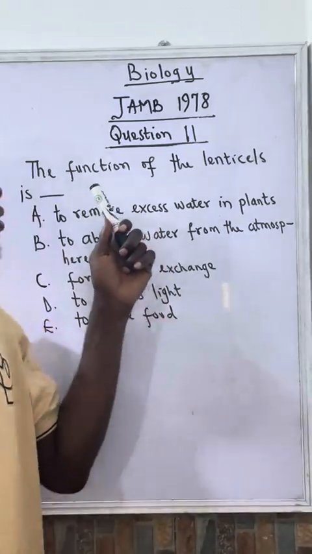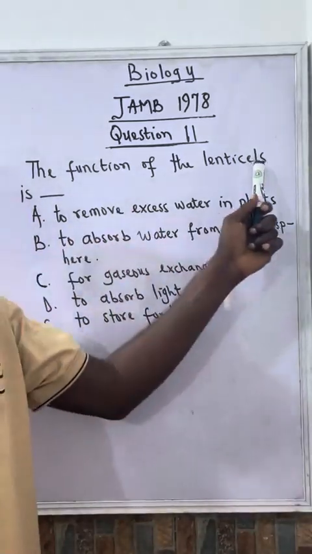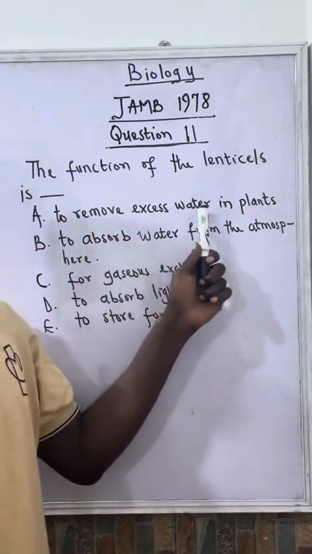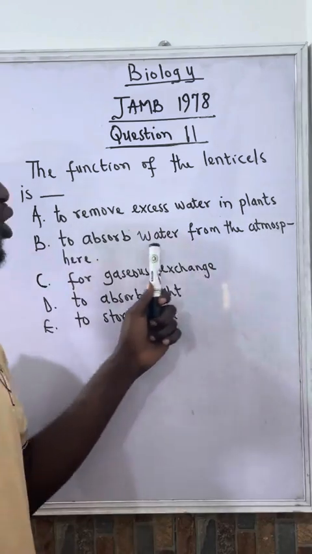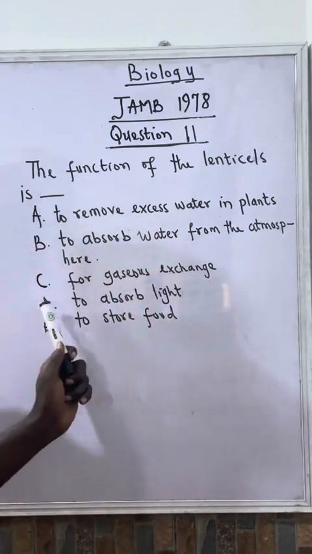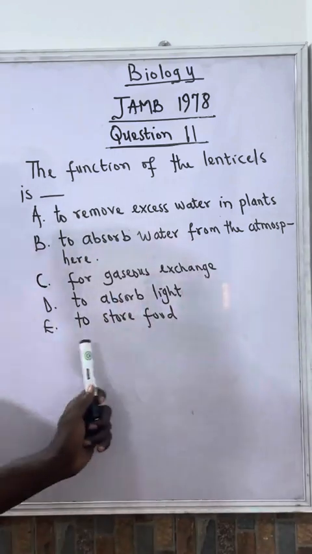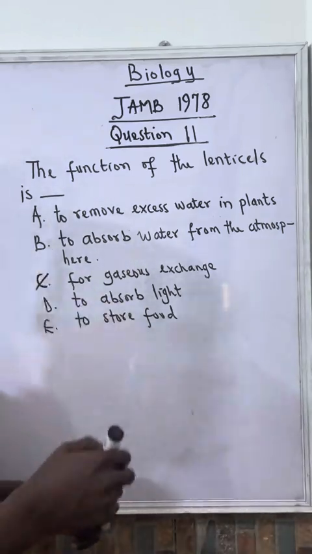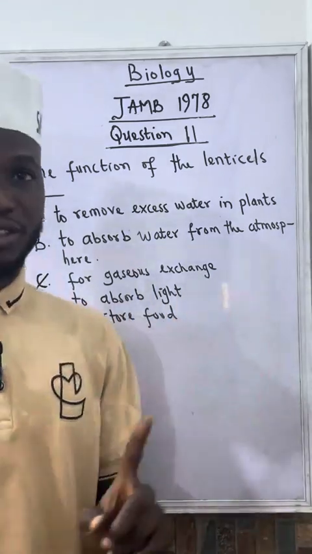Consider this biology question. The function of the lenticel cells is dash. A, to remove excess water in plants. B, to absorb water from the atmosphere. C, for gaseous exchange. D, to absorb light. E, to store food. The correct answer to this question is C, that is for gaseous exchange.